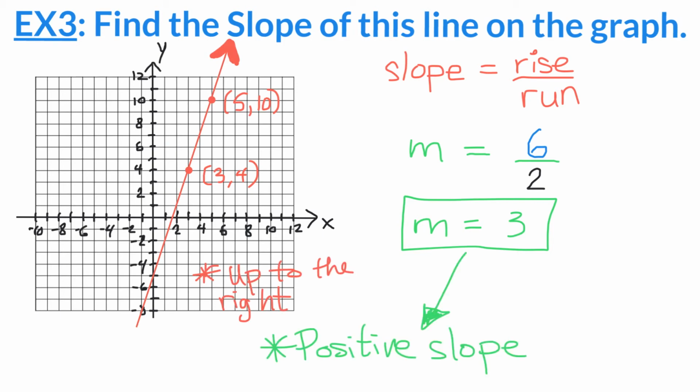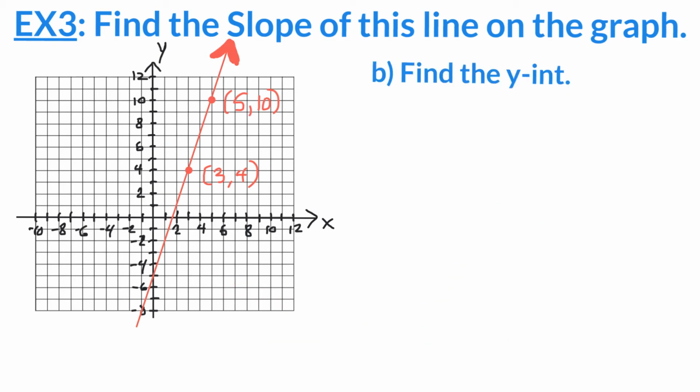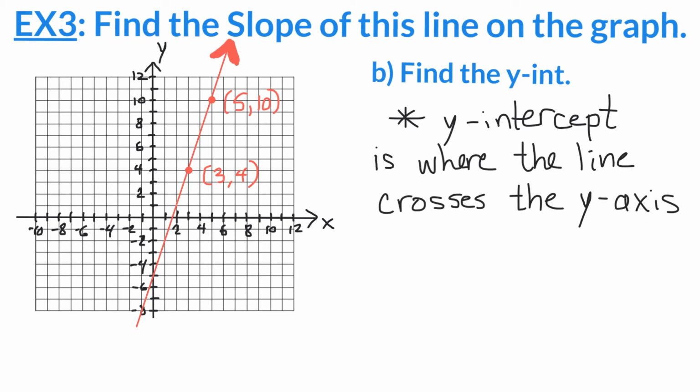Also, this question could ask you to find the y-intercept. On this graph, the y-intercept is where the line crosses the y-axis. And in this case, the y-intercept is -5.